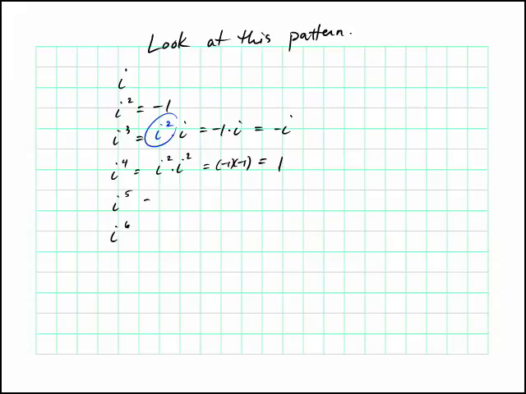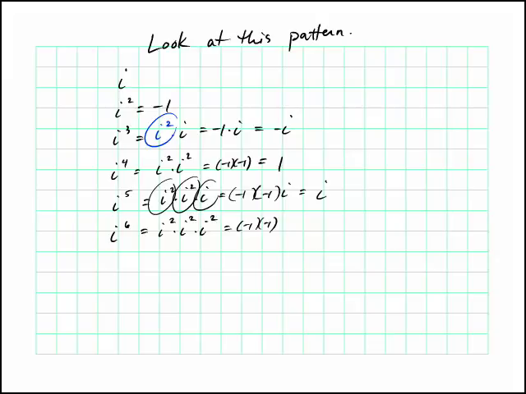We'll try i to the 5th and i to the 6th here. i to the 5th power. One way to write that is i squared times i squared times i. But that's a negative 1 times another negative 1, and that's just 1, so I have to leave it as an i. And that's a positive i. So i to the 5th simplifies to positive i. i to the 6th, that's i squared times i squared times i squared, which is a negative 1 times a negative 1 times a negative 1, which is negative 1.